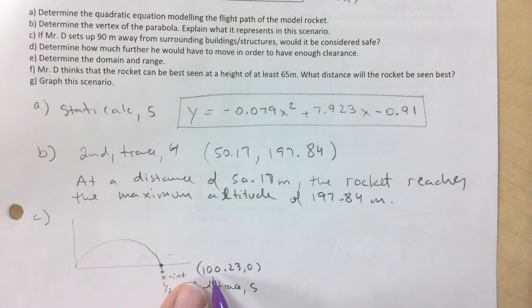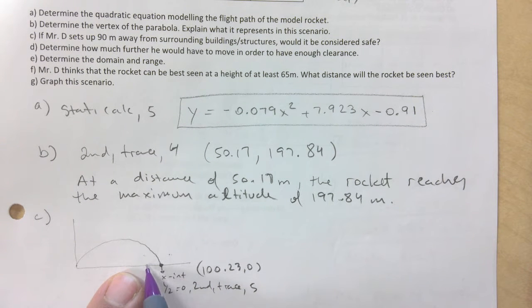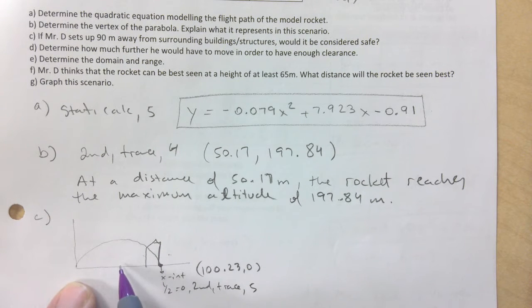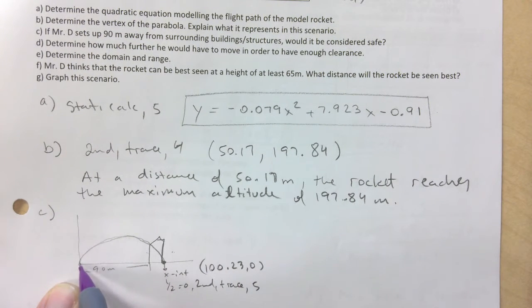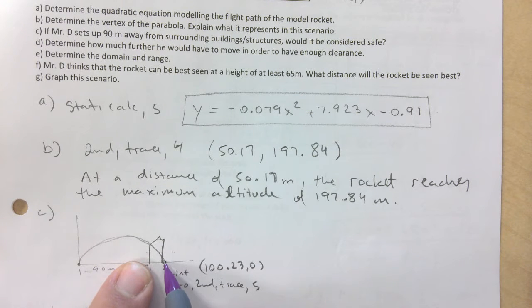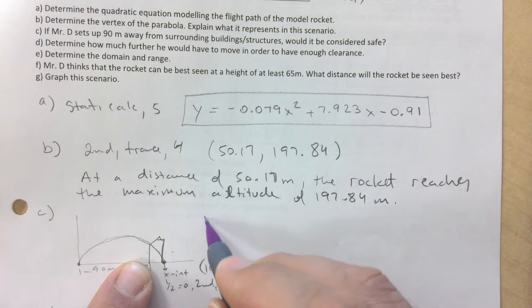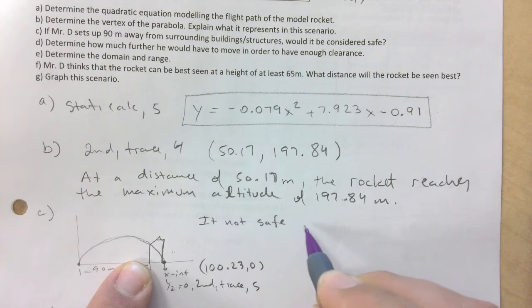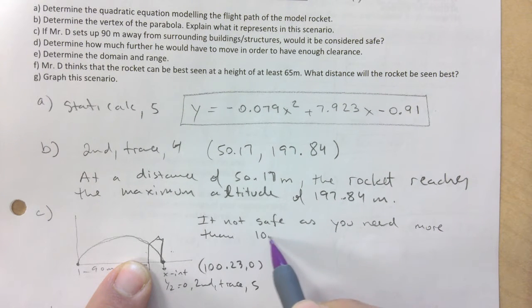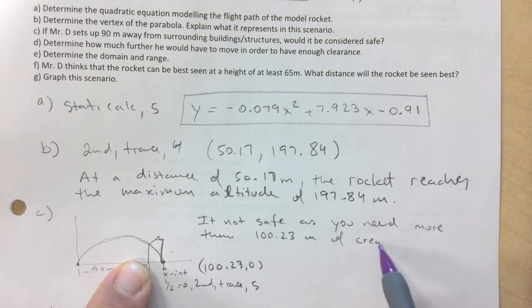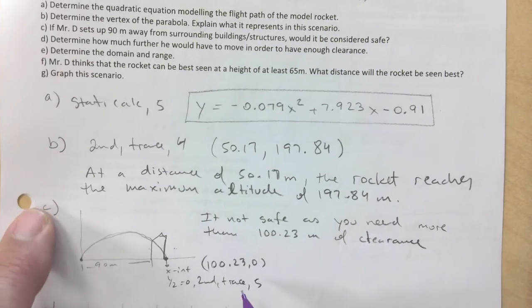So we know that the building is right here, at 90, like Mr. D is 90 meters away. So this is 90 meters from a building. But according to this model, this will land at 100.23 meters away from where the launch site is, okay? So in this case, we would have to say it's not safe, as you need more than 100.23 meters of clearance. That's C. It's not safe.